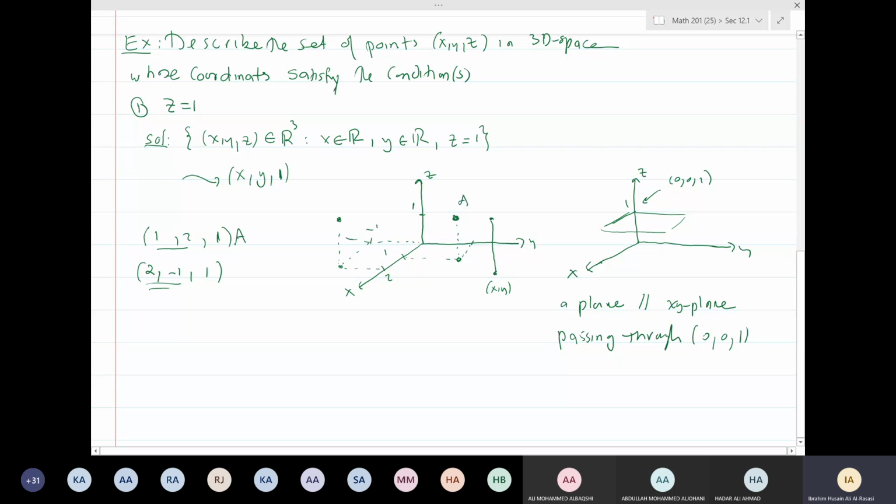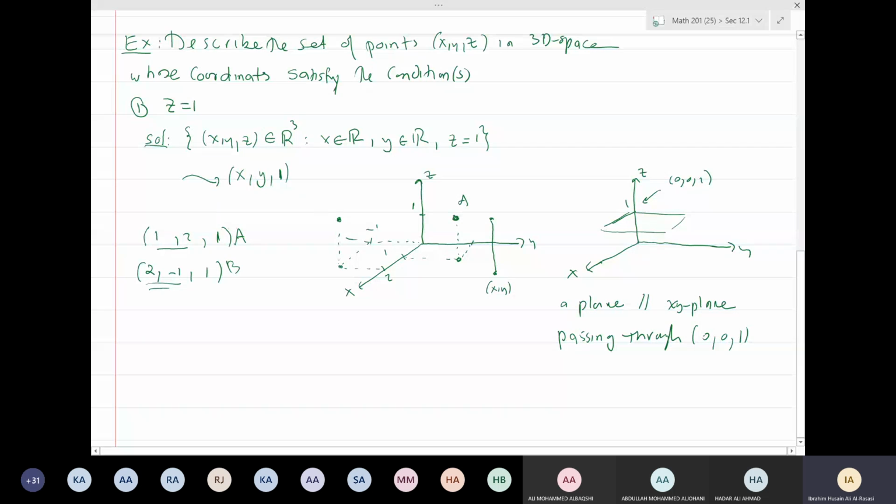Okay. If I say this is B, how do I look at this point? Again, I choose another X and another Y. Z is fixed, Z equals 1. Look at this point, 2, minus 1, 1. This is 2, Y is minus 1. I am here, and you go 1 unit upward. So this is B.